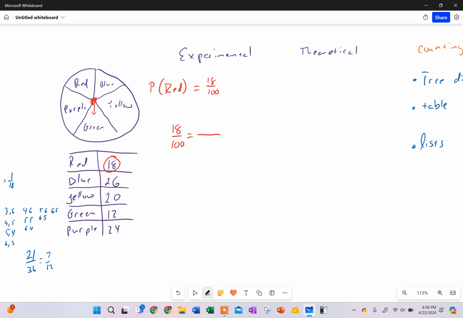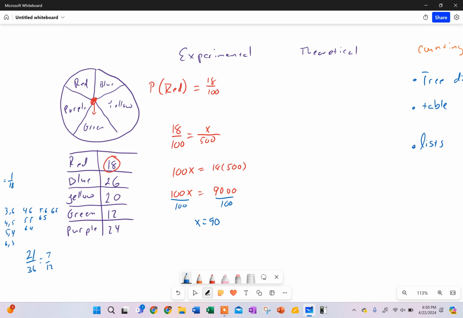Based on our experiment, if I spun it 500 times, we would cross multiply. You need to get 100x equals 18 times 500. 18 times 5 is 90, so 100x is equal to 9,000. We divide by 100, and so x would equal 90. So based on our experiment, we should come up with red 90 times. Now, that's an experiment, so now we're going to take a look at the theoretical. This is what should happen.